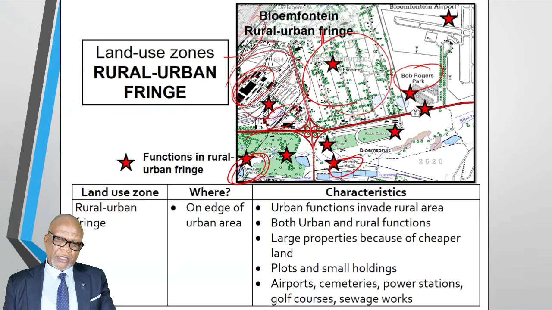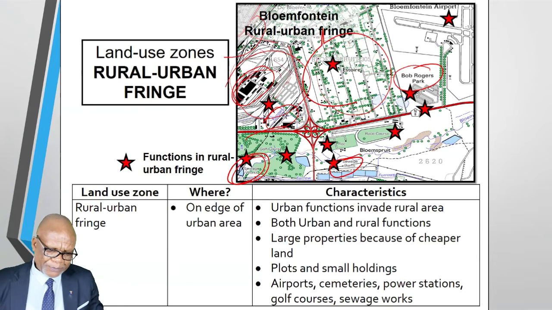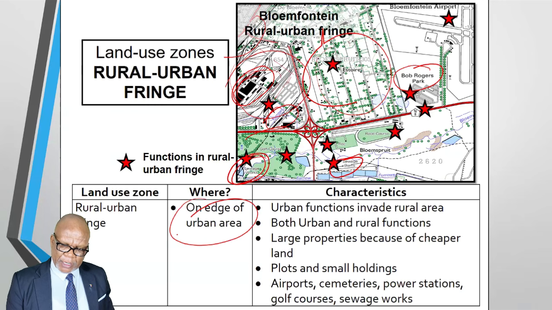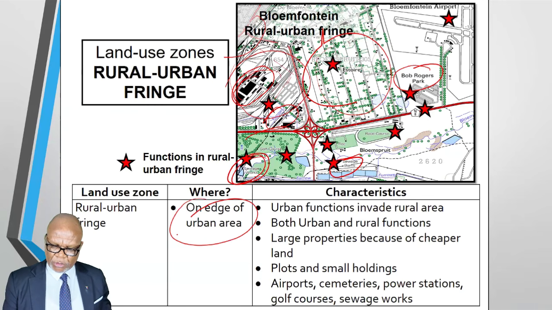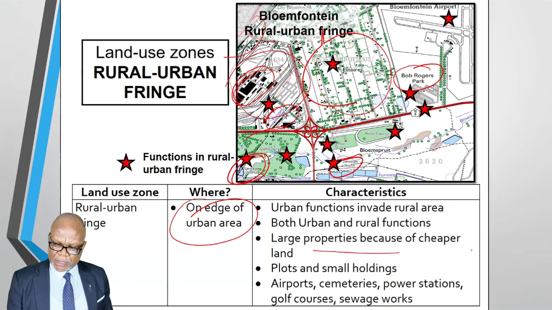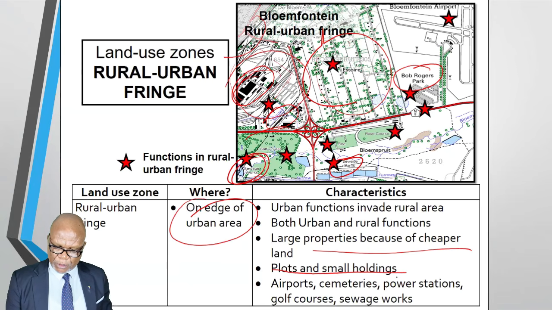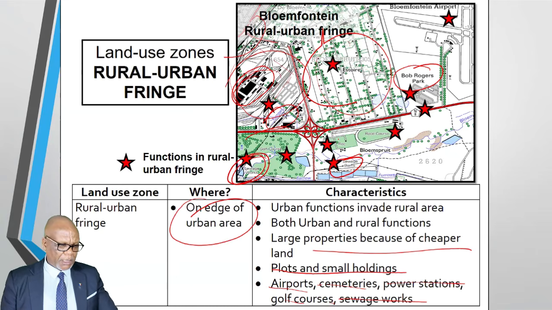But this one is also a land of transition between rural settlements and urban settlements. So where is it found? It is found on the edge of the urban area. It also has mixed functions, the mixed functions of urban areas and rural areas. It has large properties because of cheaper land. Plots and small holdings are found there, not the actual farms, but small holdings. This is where you find your airports, cemeteries, power stations, golf courses, and sewer works, as indicated in the slide here.